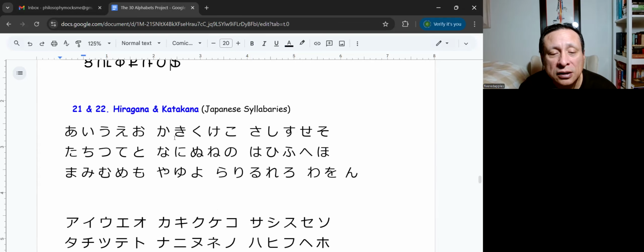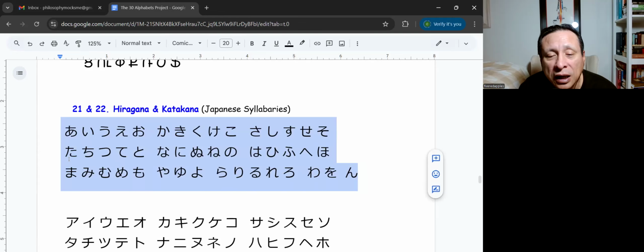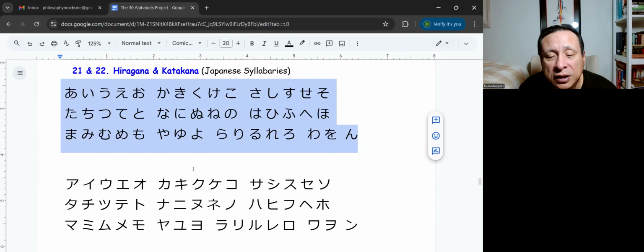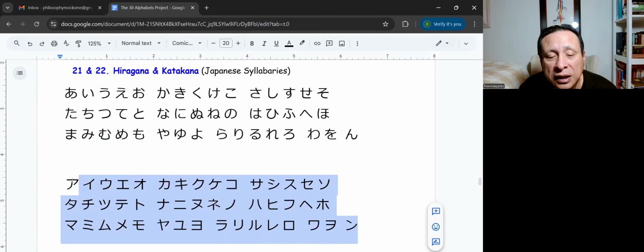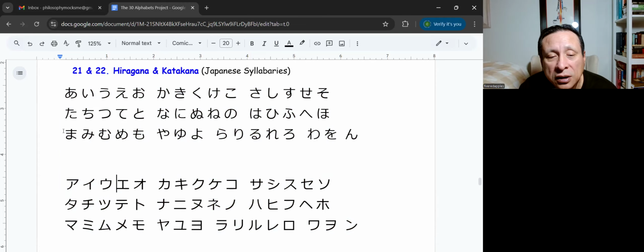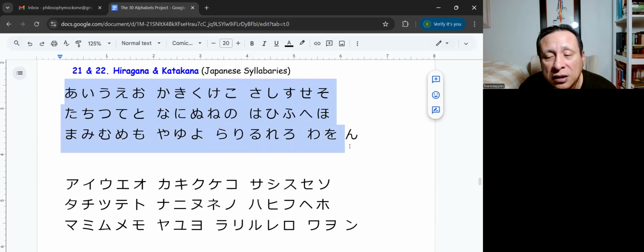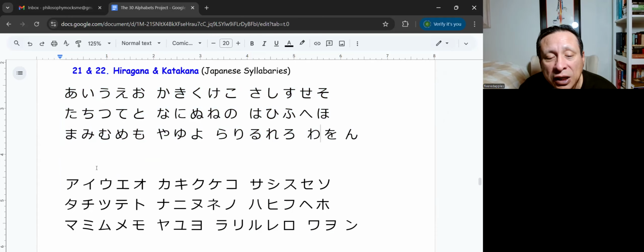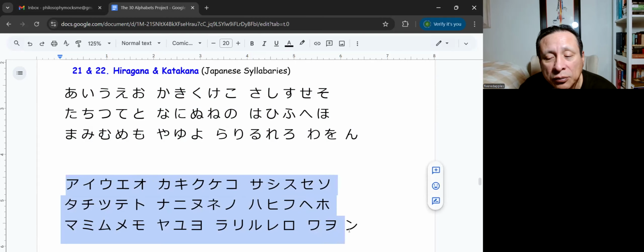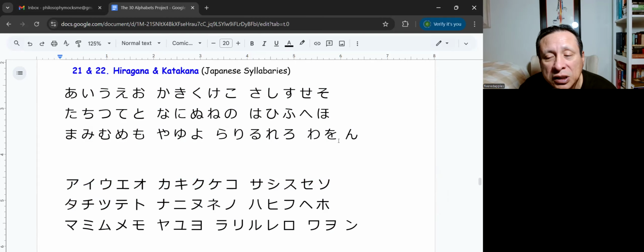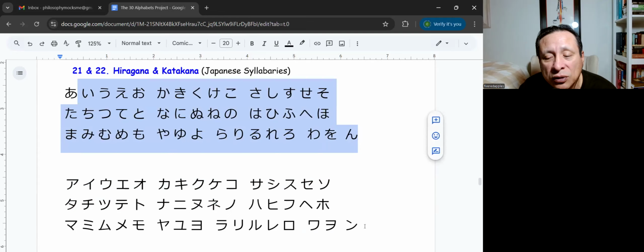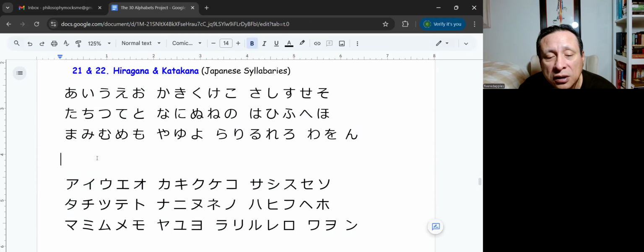Anyway, okay, next. Now, I am counting hiragana as one separate alphabet or syllabary and katakana as another one. The sounds represented here are the exact same sounds represented here, right? But this is for Japanese words and this is for foreign words. I don't know why they do that, but anyway.